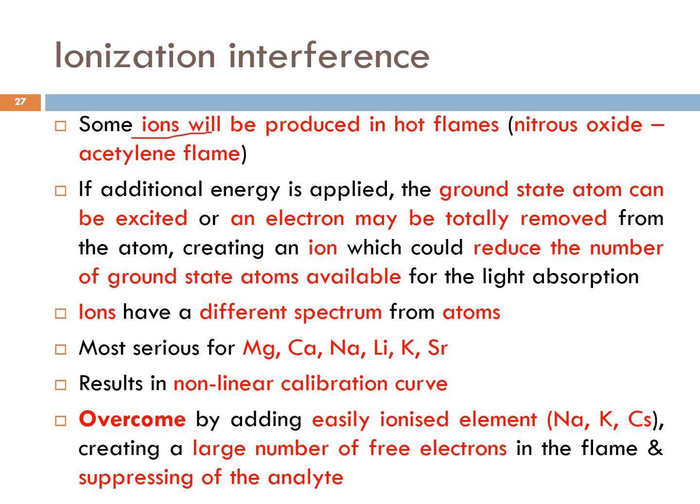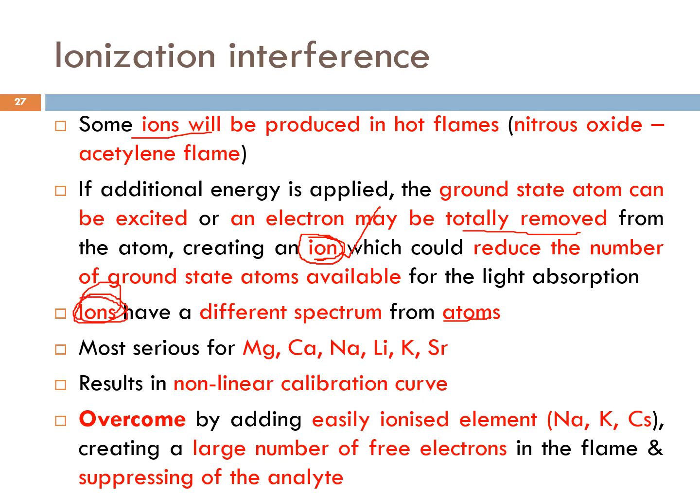Okay, macam mana nak form ion? The ground state atom can be excited or an electron may be totally removed. So, dia akan jadi ion. Okay, bila ion ada, so this will reduce the number of atom available lah. Okay, atom yang sedia untuk absorb radiation from the source tu akan berkurang sebabnya dia form ion. Okay, ion ni ada different spectrum daripada atom. Dia akan keluar juga spectrum tapi spectrum ion. Tapi yang kita nak adalah atom kan, atomic spectroscopy.